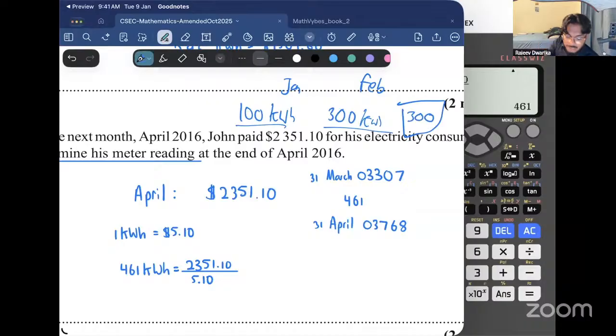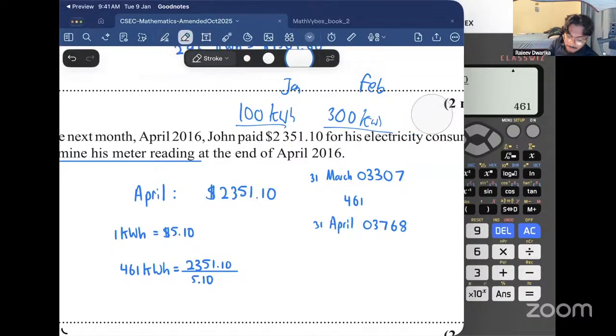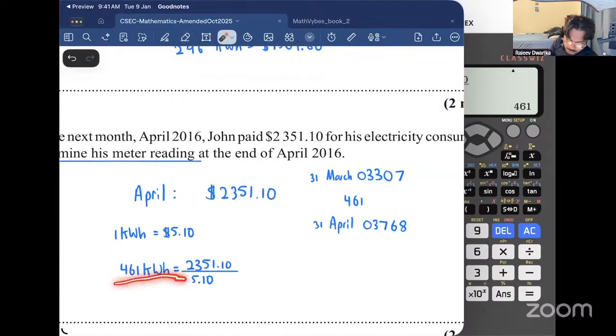Understand what I'm saying, right? The meter keeps adding, it tells you how much energy you would have consumed up to that point. It doesn't tell you how much you use for the month alone. It just keeps adding over time. So when they asked us for the meter reading at the end of April, I had to add how much energy I used in April to March, and I got 3,768. Let me know if you understand that.